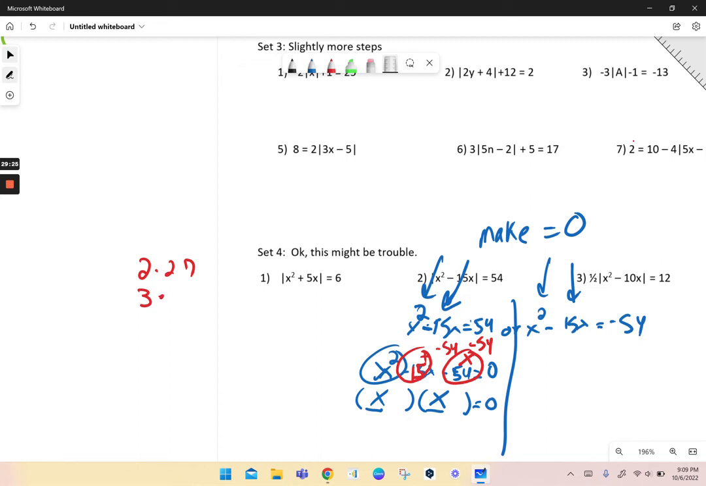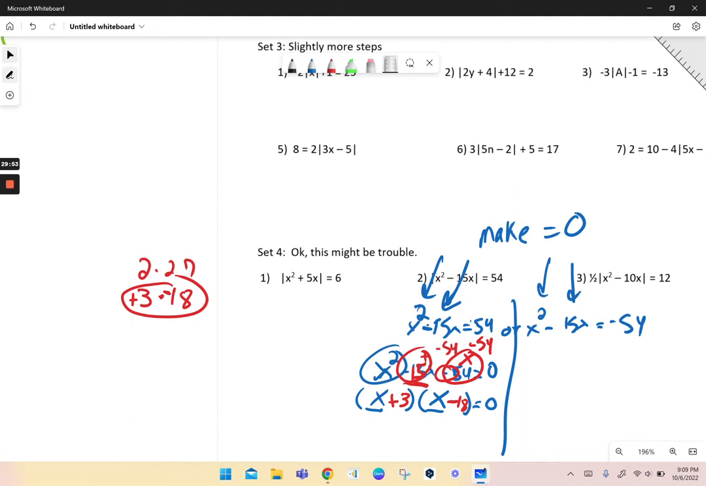3 times 18 is 54. That might be able to give me 15. Let's see. If we do a positive and a negative, a positive times a negative will give me negative 54. So I could do negative 18 and positive 3. Negative 18 and positive 3 will multiply to make negative 54, but add to be negative 15.